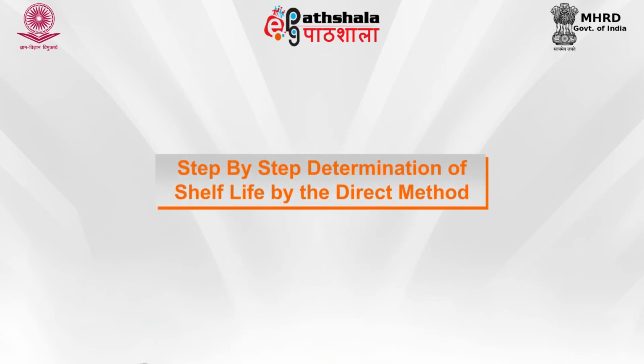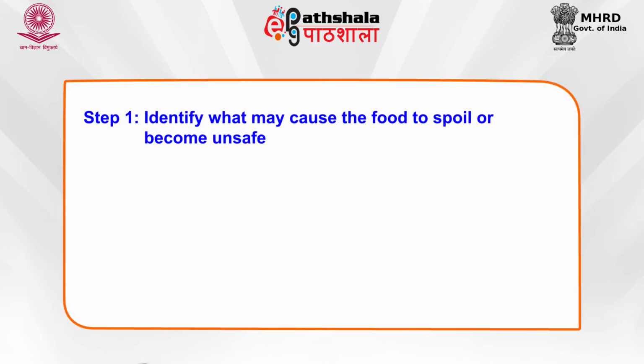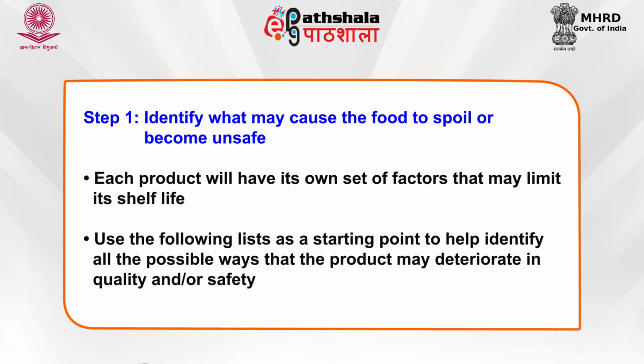Now, we will see step by step determination of shelf life by the direct method. In the first step, identify what may cause the food to spoil or become unsafe. Each product will have its own set of factors that may limit its shelf life, that we know, right? Use the following list as a starting point to help identify all the possible ways that the product may deteriorate in quality and or safety.